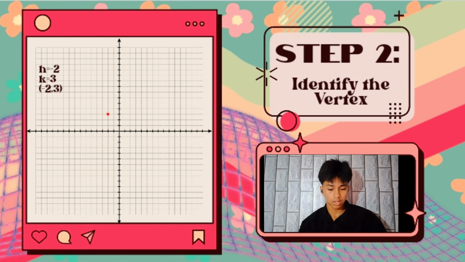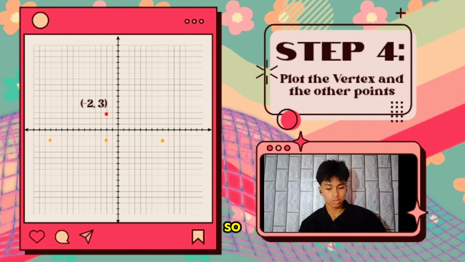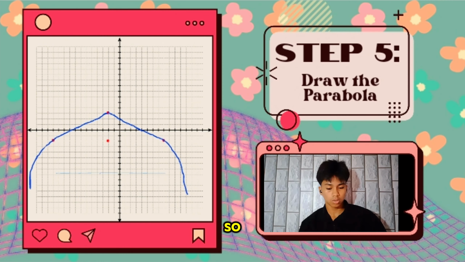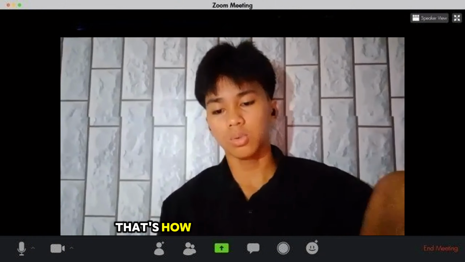Step 2, identify the vertex: negative 2 and 3. Next, the focus: we're gonna look here, negative 2 and negative 2. The latus rectum is negative 12 and 8 and negative 2. So that is the latus rectum. We're gonna plot the vertex and the other points here. So draw the parabola and the last step is label. That's how we plot a parabola.